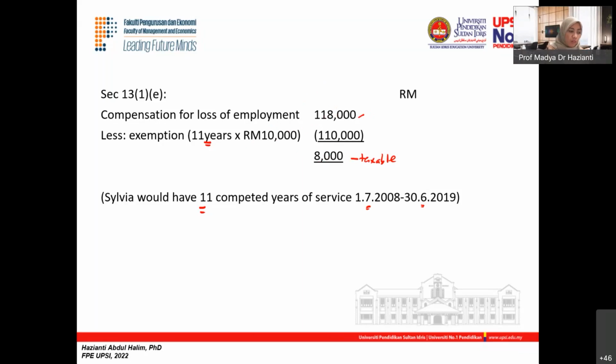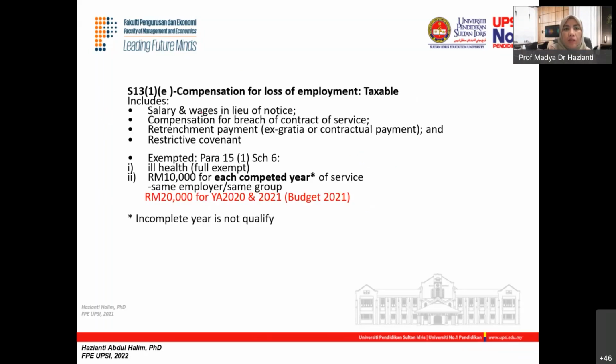So here you have to be careful with the date. Dia kena completed year. Jangan cincai-cincai tengok tahun dia, cannot. Okay. So the taxable includes, ini macam tadi lah, salary, compensation, retrenchment payment. Macam in this case tadi dia kena buang kerja, so retrench. Tapi kita still calculate jugalah exemption 10,000 for each completed year of service.